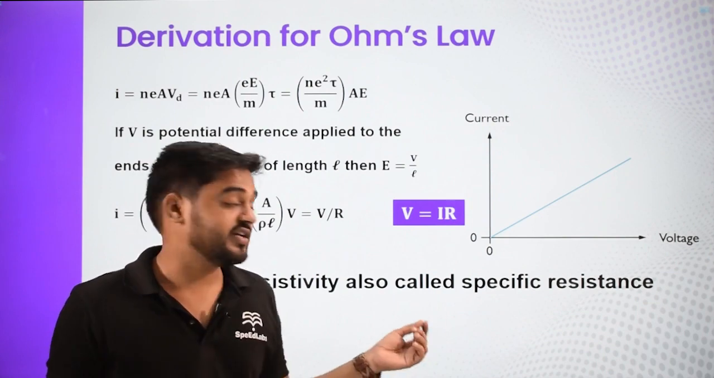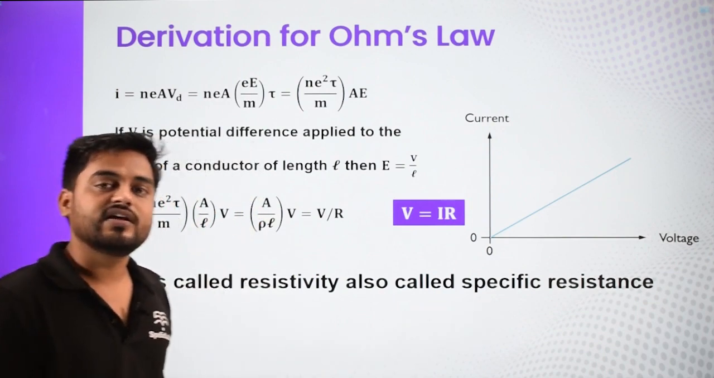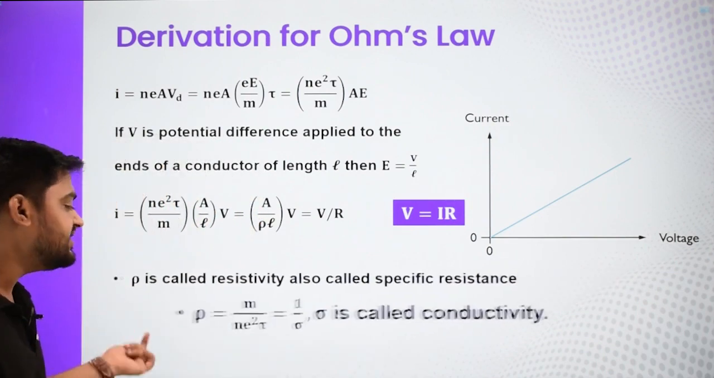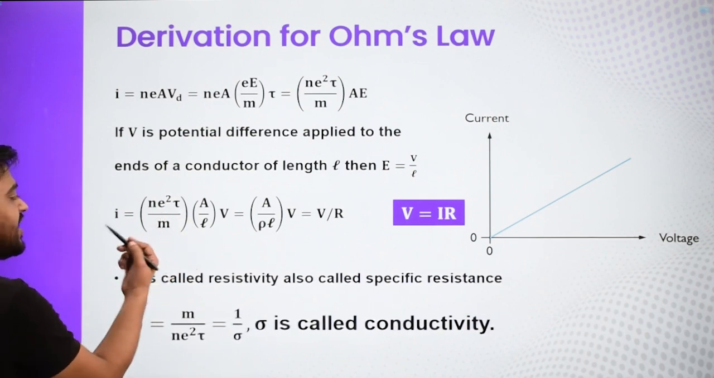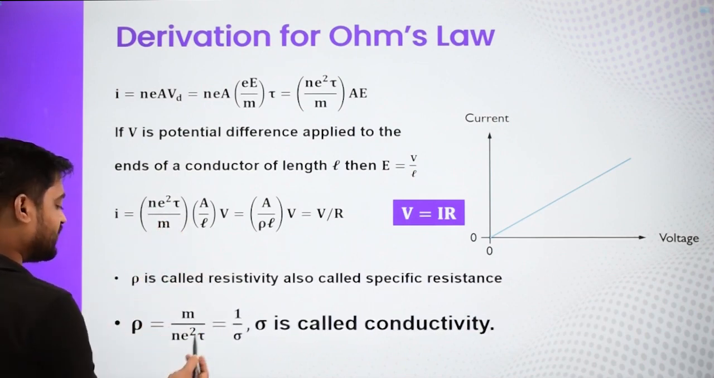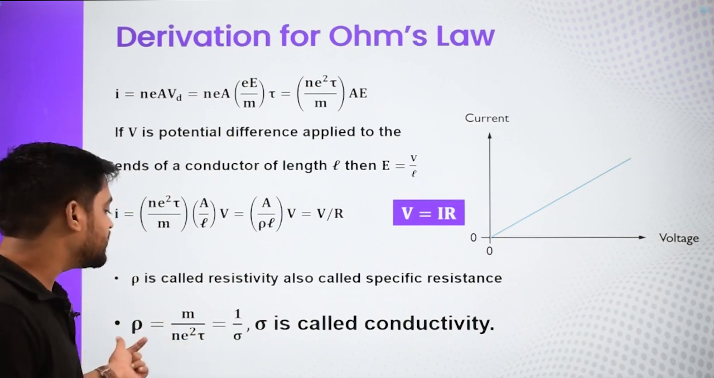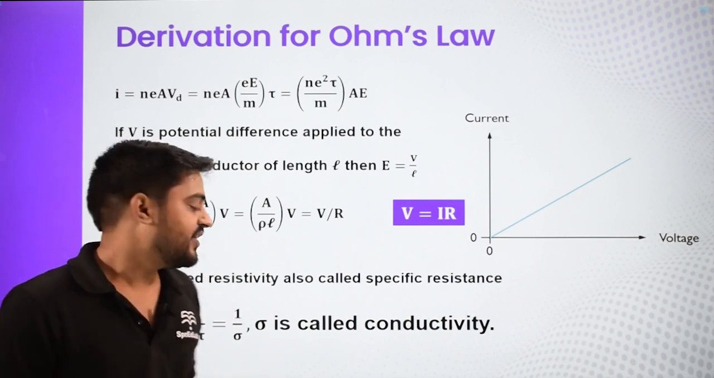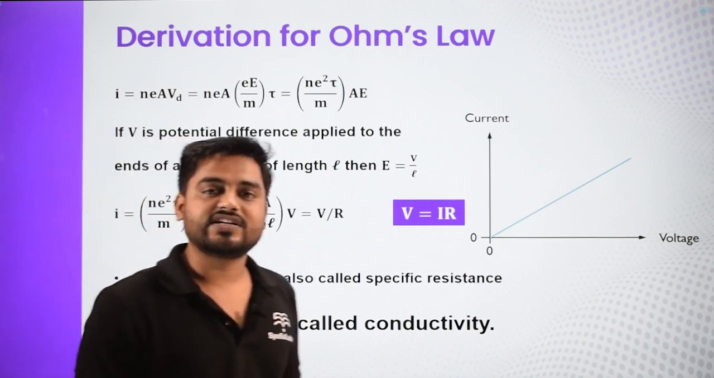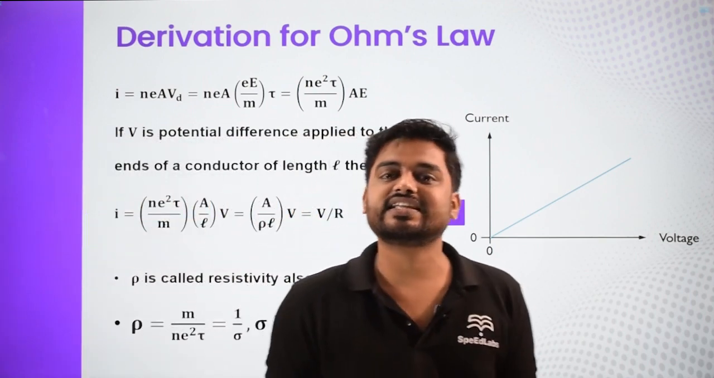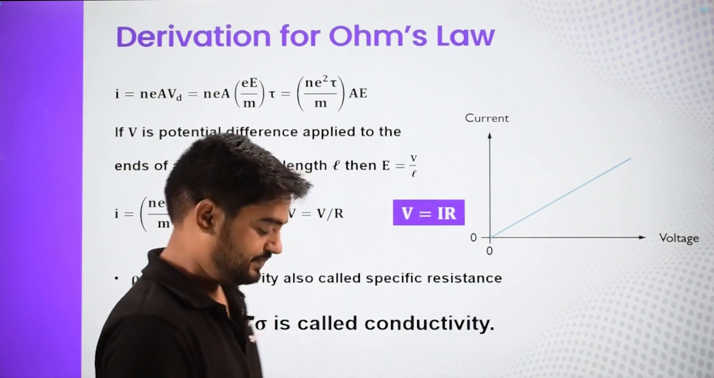It is also called specific resistance, and it depends on the nature of the conductor. And what is the expression for rho? This is 1 by rho, so rho is m divided by n e squared tau. And it is also written as 1 by sigma. What is sigma? Sigma is called conductivity. So conductivity and resistivity are reciprocals of each other.